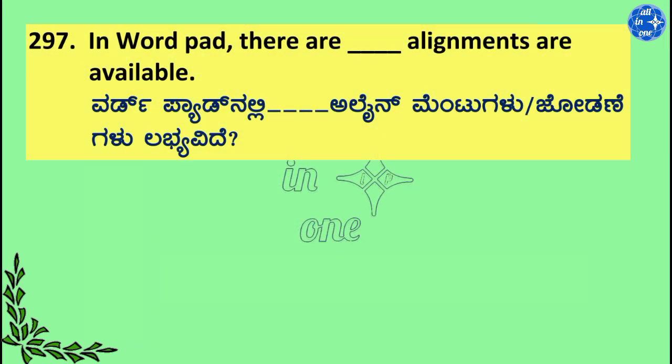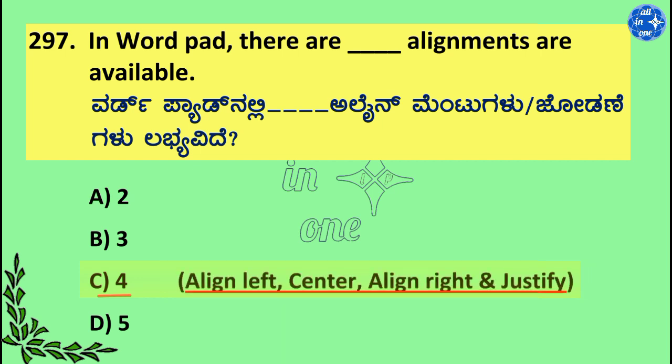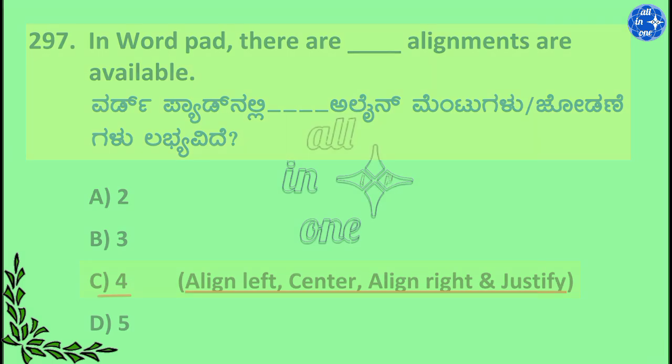Question: in WordPad there are dash alignments available. Option: 2, 3, 4 and 5. Right answer is 4. Align left, center, align right and justified.